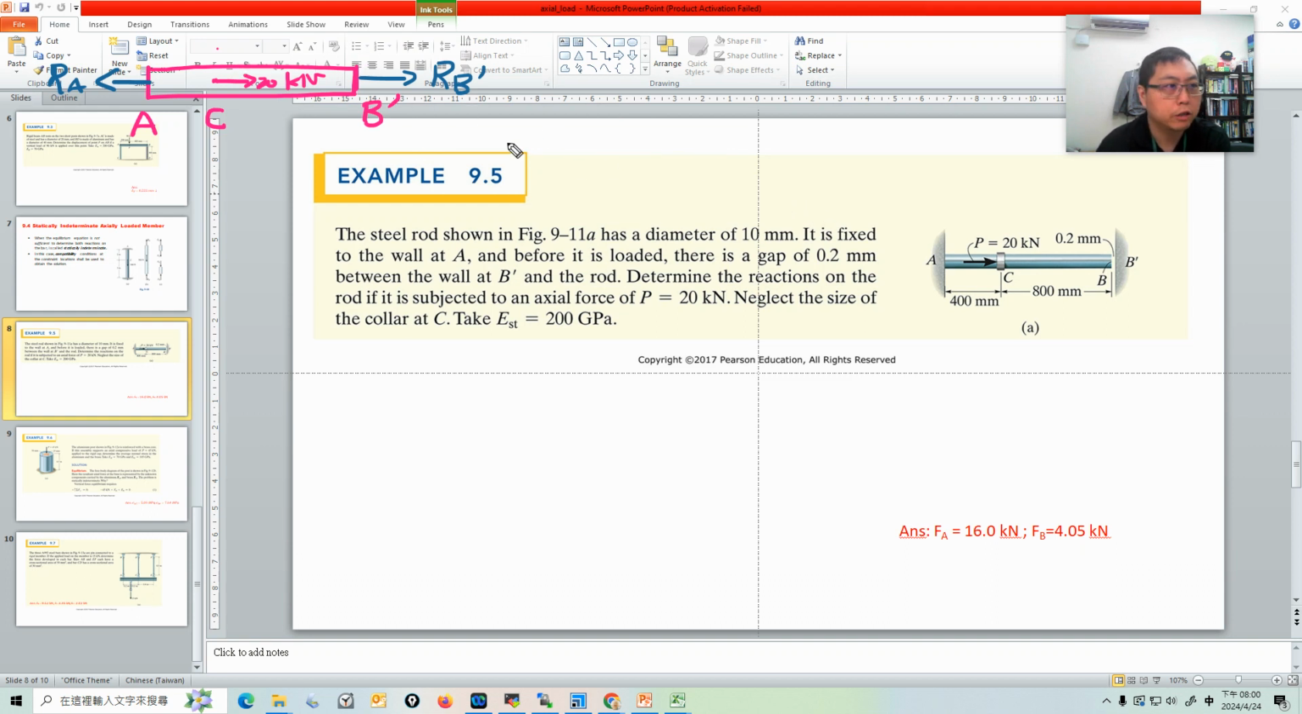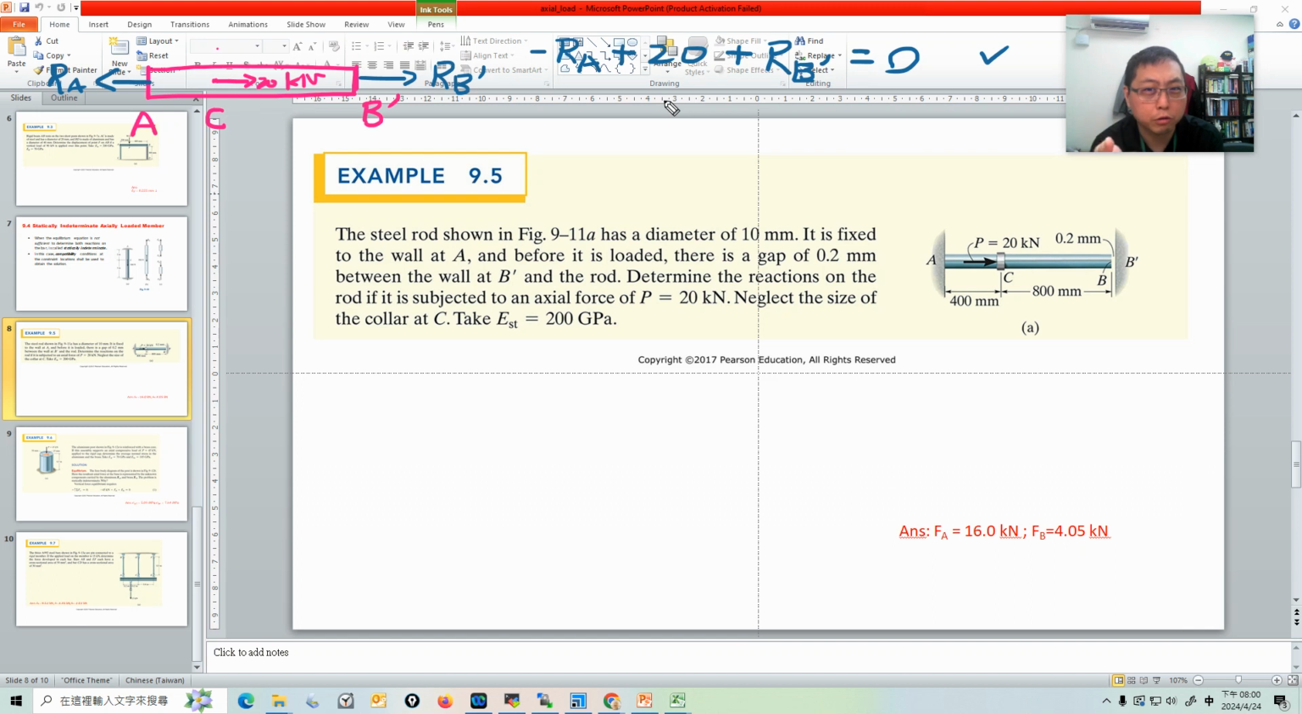Because there is no translation and the body is static, the summation of forces must be zero. So let's write down rigid body equilibrium. The force pointing to the left is minus RA, plus 20 kilonewton, plus RB prime, equal to zero. The problem wants the reactions from the wall, so you have to find RA and RB prime. But right now we only have one equation and two unknowns, so we cannot solve for RA and RB prime using rigid body equilibrium alone. You have to find another equation.